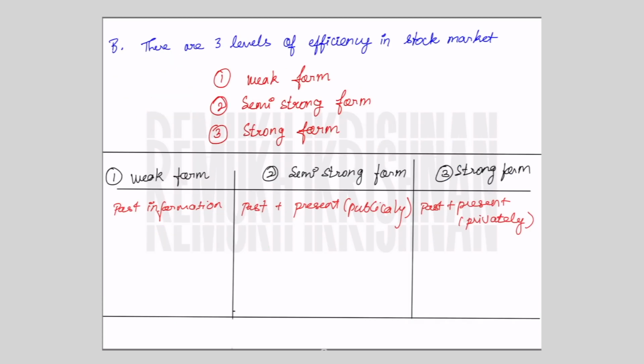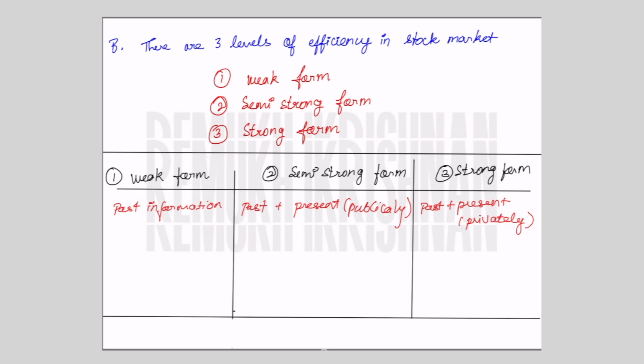Under the efficient market hypothesis, the market can be segregated into three forms of efficiency. One is the weak form, another one is the semi-strong form, and the last one is the strong form. So what is the weak form of efficiency? The weak form of efficiency is one under which the stock prices reflect only the past information. It doesn't have any present information.